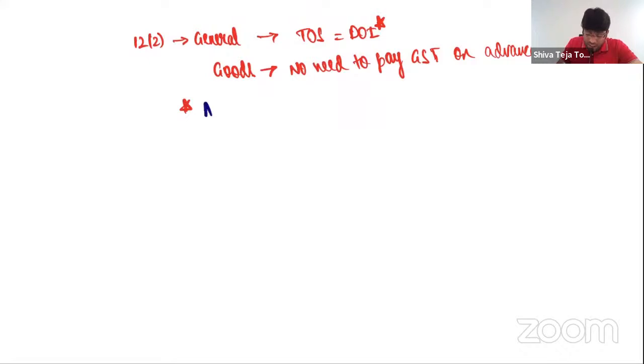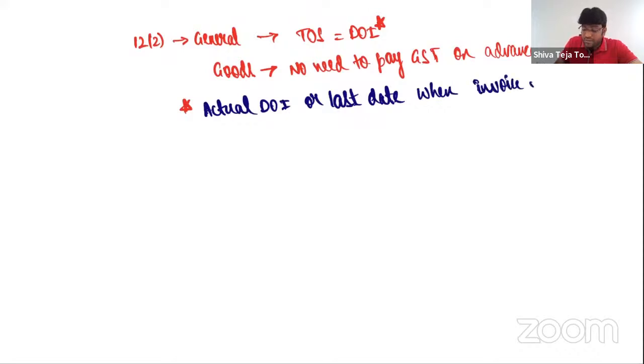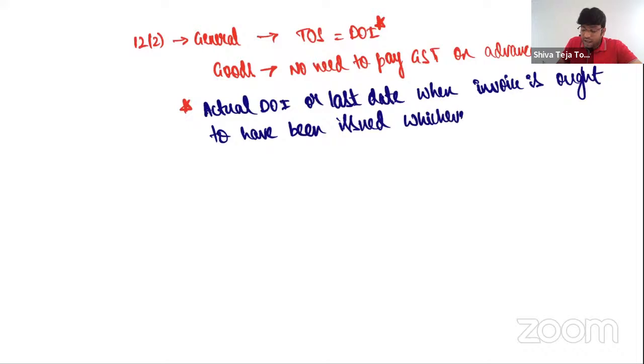For that, they give a clarification. Date of invoice means actual date of invoice or the last date when invoices ought to have been issued, whichever is earlier. Come on, friends, what is the language I wrote, sir? In case of goods, there is no requirement to pay GST on advances. So obviously, for that reason, time of supply in case of goods is always date of invoice. And what is date of invoice? Actual date of invoice or last day when invoices ought to have been issued, whichever is earlier. And when invoices ought to have been issued, they clearly clarified that.